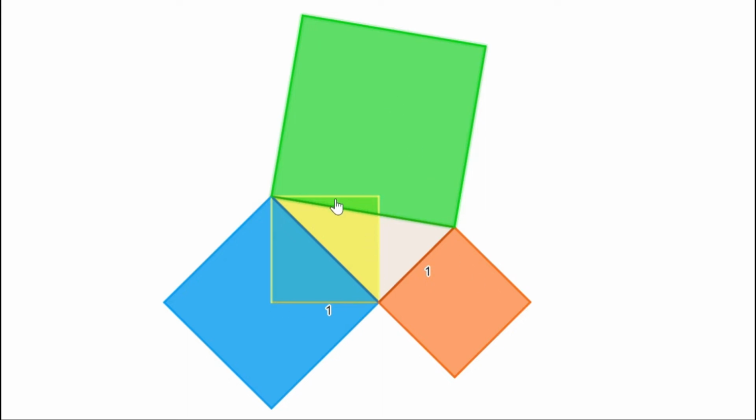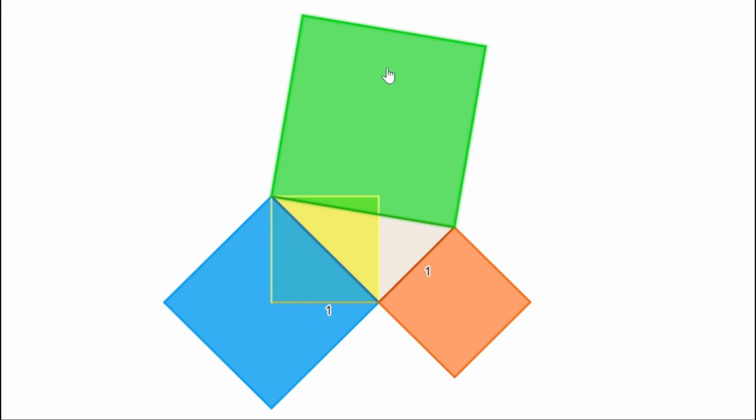The side of this small square is 1 unit and this square is drawn on the diagonal of the small square. Therefore, area of this square is 2 times the area of this square. Since the side of the small square is 1 unit, its area is 1 square unit. Therefore, the area of this square is 2 times the area of this square or 2 square units. This side is 1 unit, therefore the area of this square is 1 square unit.